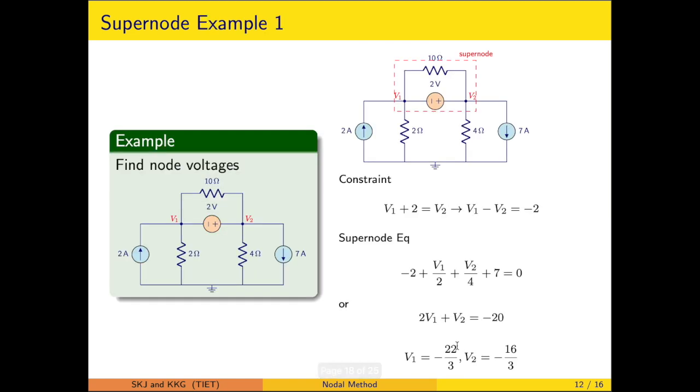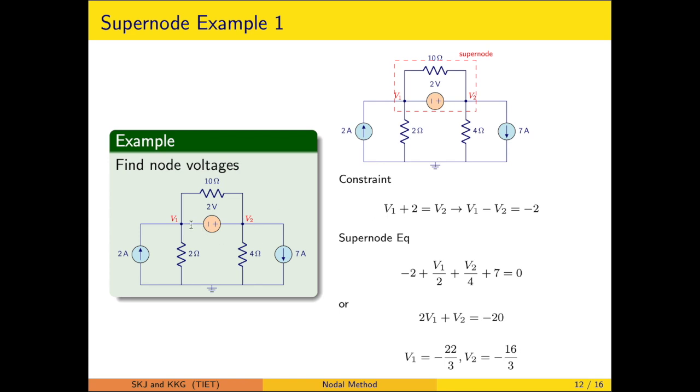Now with this background we can go for a few numerical examples based on the supernodes. In this example we have to find the node voltage. There is a direct voltage between V1 and V2 and there is a parallel resistance across it as well. So these all are forming the supernode. The concept is clear: you have to write the KCL equation, which is the nodal equation pertaining to the supernode, and you also have to write the constraint equation pertaining to the voltage.